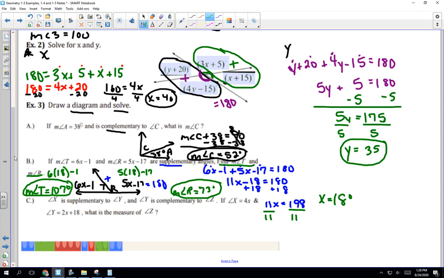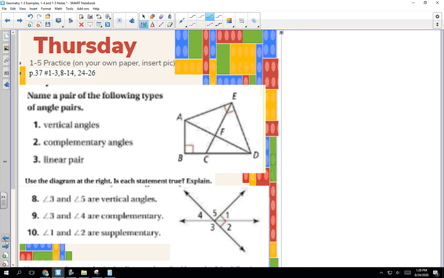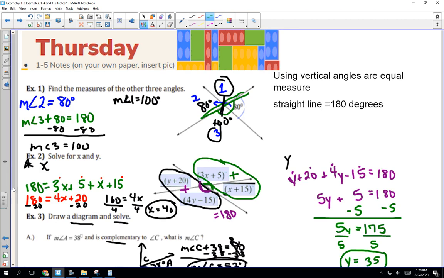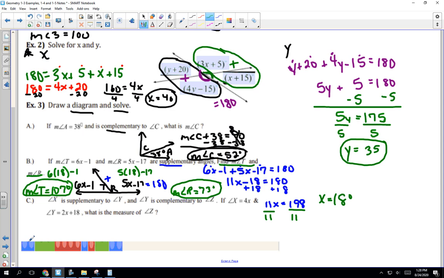Okay, hopefully last example problem. Angle X is supplementary to angle Y. Angle Y is complementary to angle Z. If angle X is equal to 4x, angle Y is equal to 2x plus 18, what is the measure of angle Z? Let's take care of X and Y first.